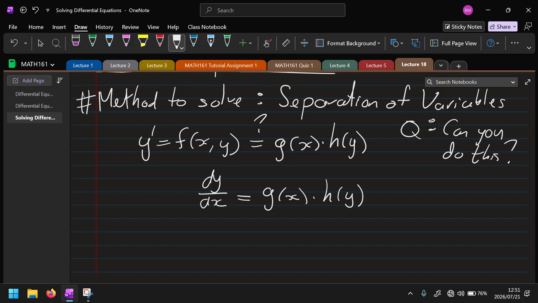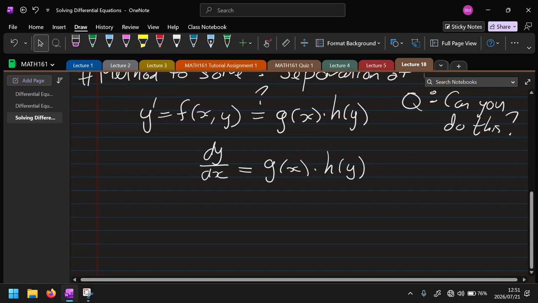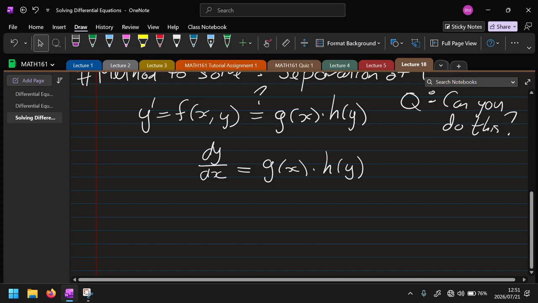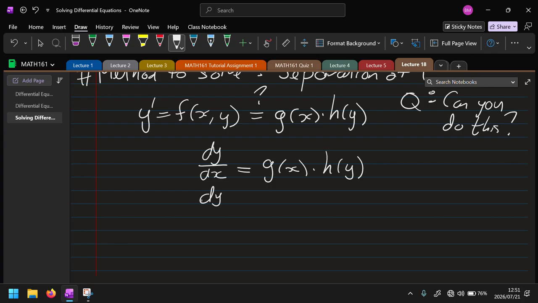Now we're going to do a little bit of rearranging or separating. Everything with y we're going to take to one side. Everything with x we take to the other side. That's the separation part of this. So h of y, that's a y term, we take it over to the left-hand side. And the g of x, that's an x part, we're going to leave it there. dx, that's an x part, we're going to take that over.